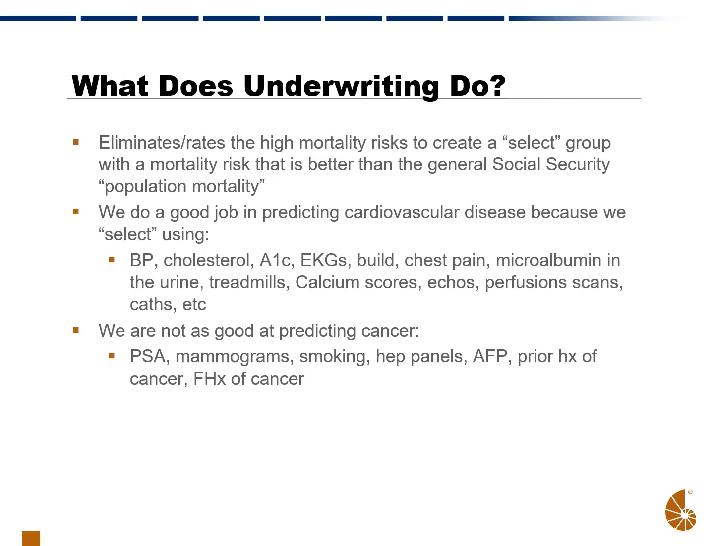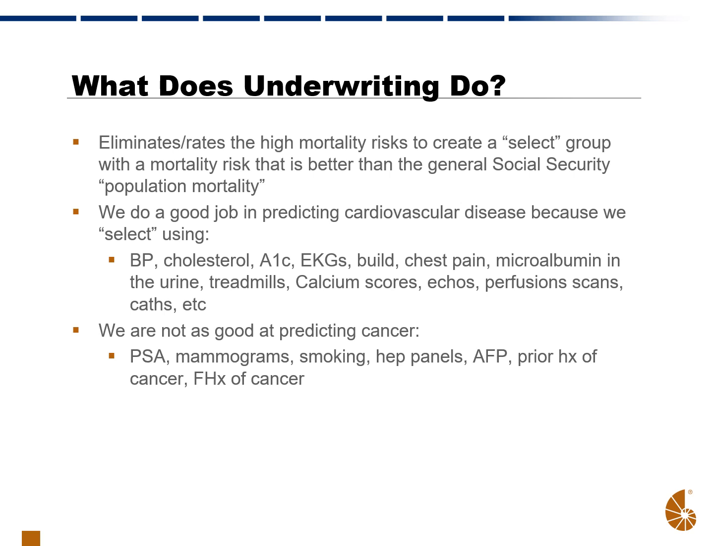So what does underwriting normally do? It eliminates or rates the high mortality risks and creates a select group with a mortality risk that is better than the general Social Security population mortality, in quotes. So when we underwrite, we're trying to select better risks that we can insure and apply ratings where indicated in those risks up to a certain point at which we decline the case, right? And the mortality risk is too high.